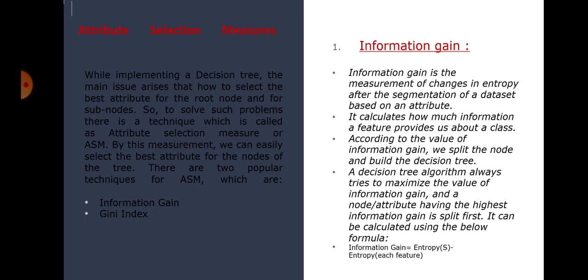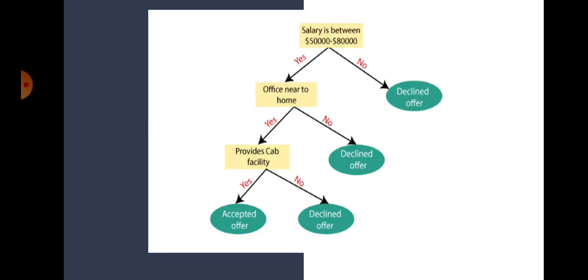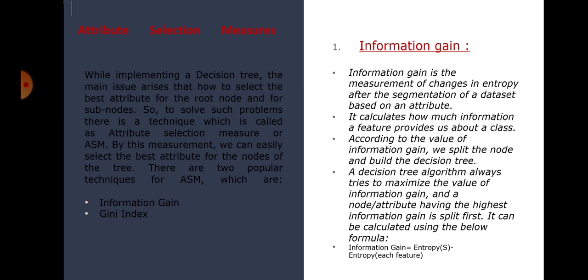Okay, and now the question might come into your mind, how to start making the decision tree. Means the first node that we have to make, or what should be the leaf nodes and where we have to divide. So basically this depends upon information gain and the Gini index. This process is known as attribute selection measures. So the first one is information gain. It is the measurement of changes in entropy after the segmentation of a data set based on an attribute.